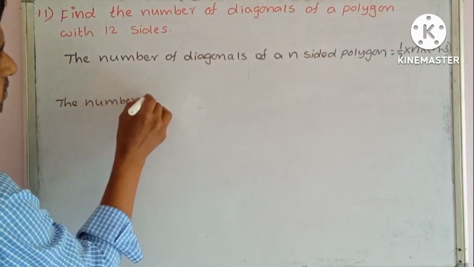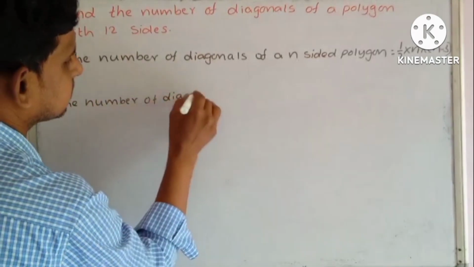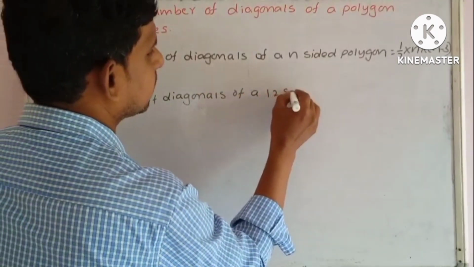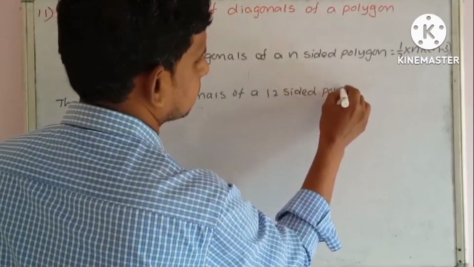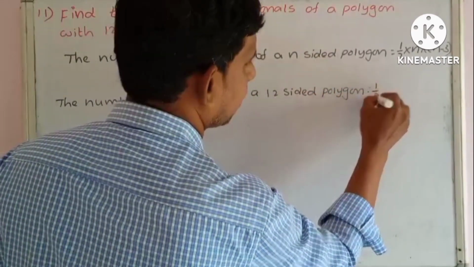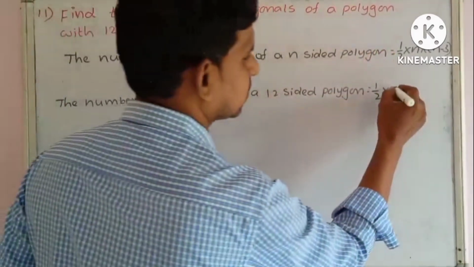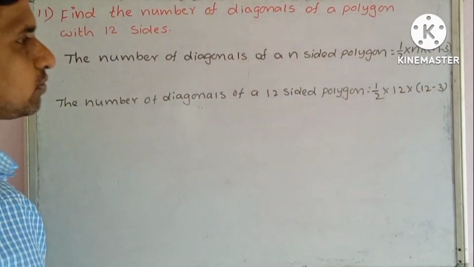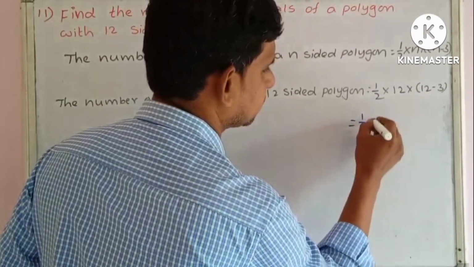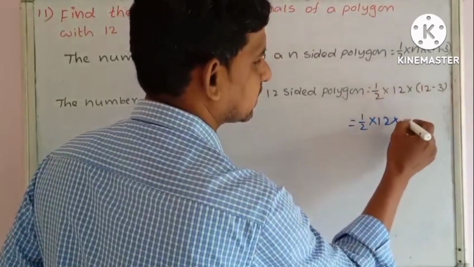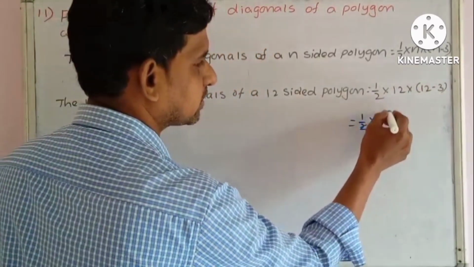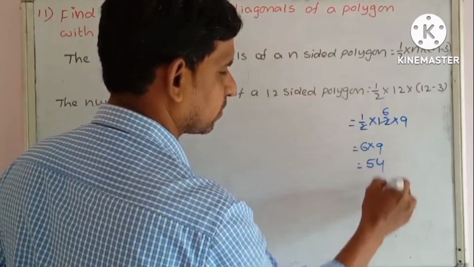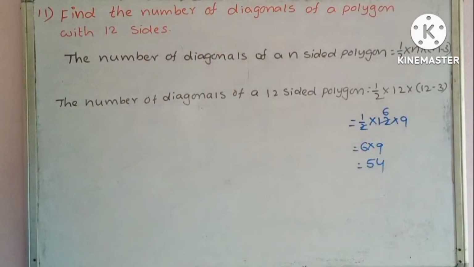The number of diagonals of a 12-sided polygon equals half into 12, replacing n with 12, into 12 minus 3. That equals half into 12 into 9, since 12 minus 3 is 9. 2 how many times? 6 times. So 6 into 9 equals 54. So the number of diagonals is 54.